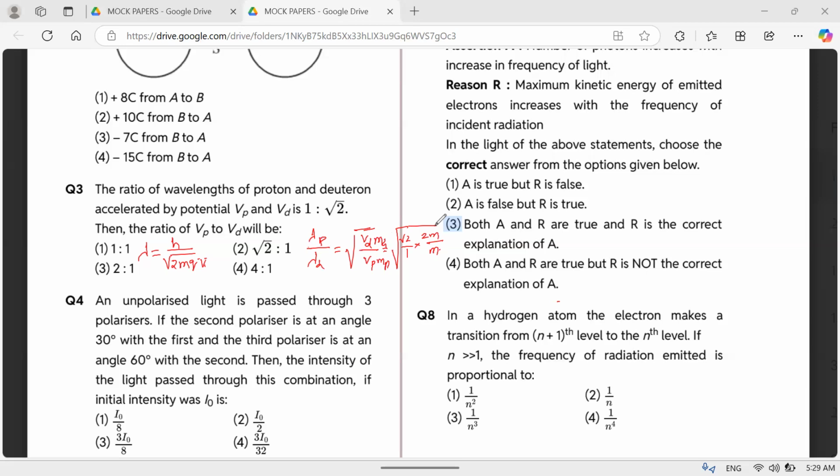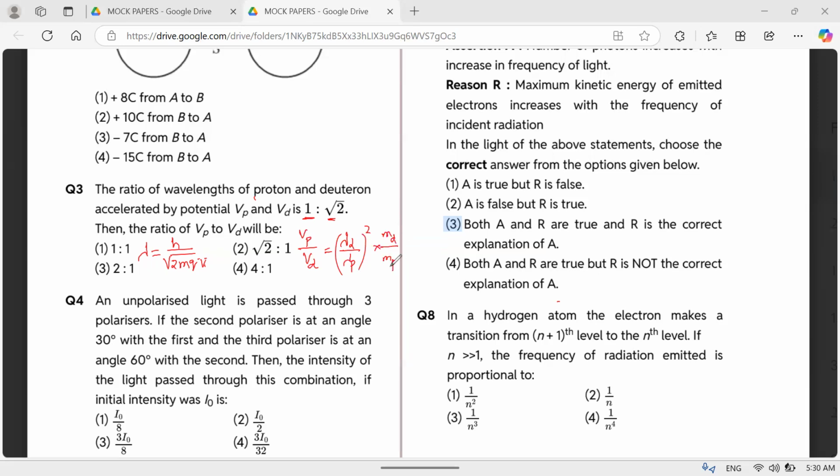The ratio of Vp and... not sorry. He has given me the data of wavelength. The ratio of wavelengths of accelerated particles is 1 is to root 2. That means potential of the proton divided by potential of the neutron will be equal to wavelength of neutron divided by wavelength of the proton, whole square, into mass of neutron divided by mass of the proton.